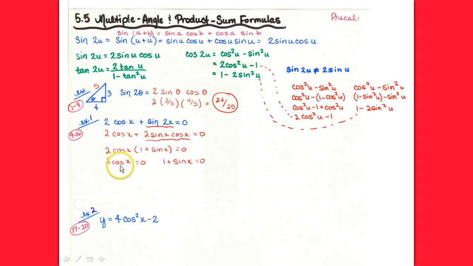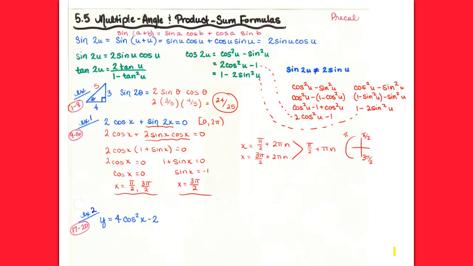Okay, so I got to get cosine by itself over here, so what am I going to do? Divide by 2. And how about getting sine by itself here? Subtract 1. So where is cosine equal to 0? Yeah, you're both right. Pi over 2 and 3 pi over 2. Where's sine equal to negative 1? 3 pi over 2.